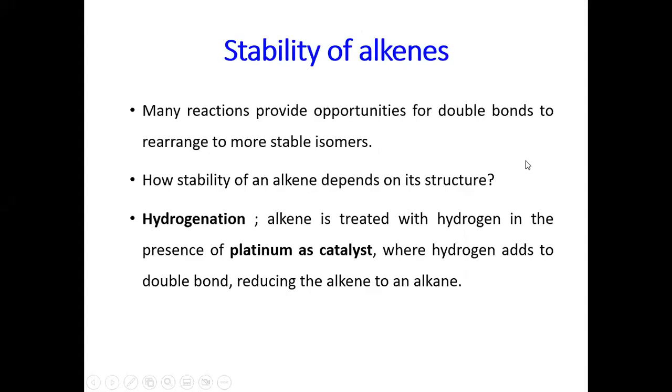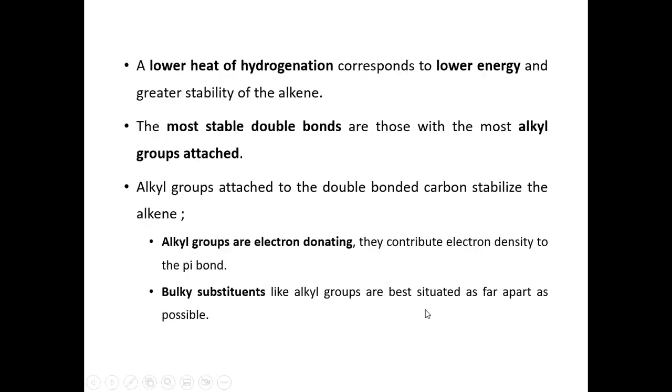Okay, so the stability of alkenes. Many reactions provide the opportunity for double bonds to rearrange to more stable isomers. So the question is how an alkene is stabilized, right? It depends on its structure. Basically you can see it is through hydrogenation, where the alkene is treated with hydrogen in the presence of, for example, platinum as catalyst. The hydrogen will add to the double bond, so it reduces the alkene to alkane, which becomes more stable, right?